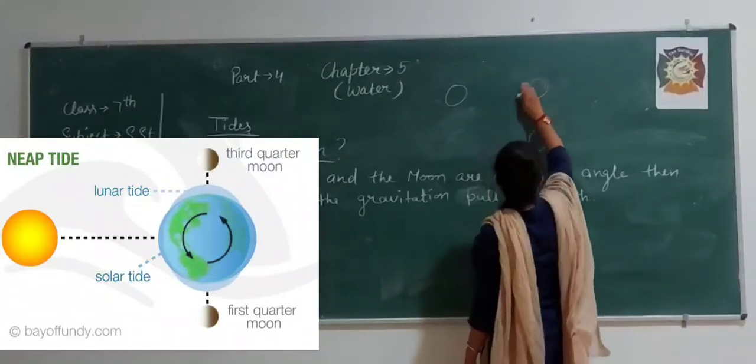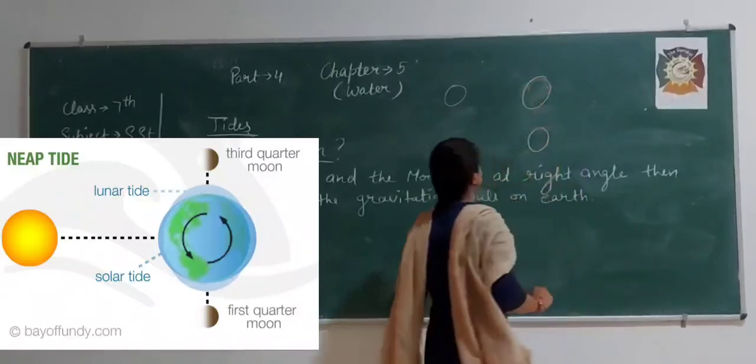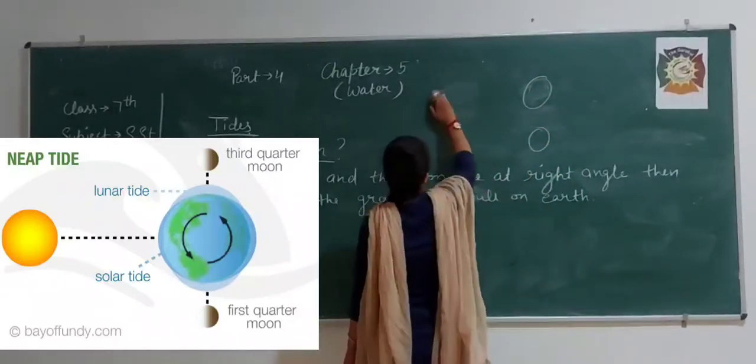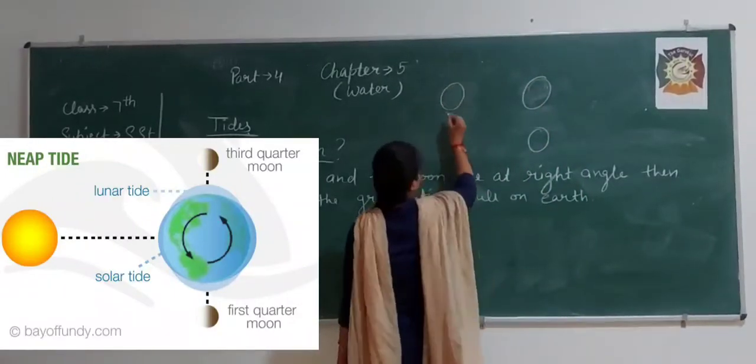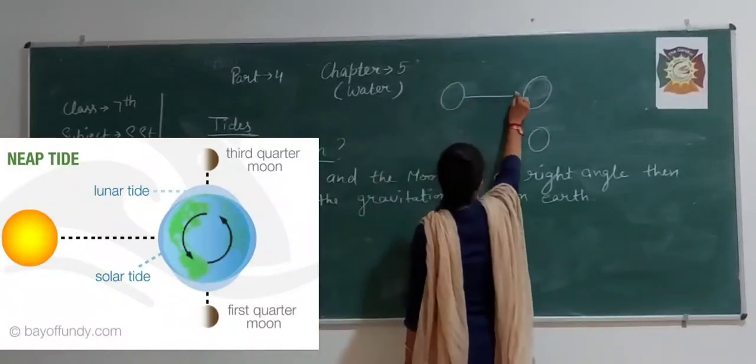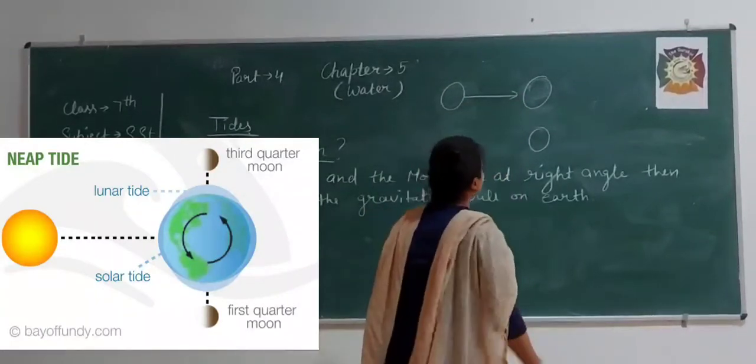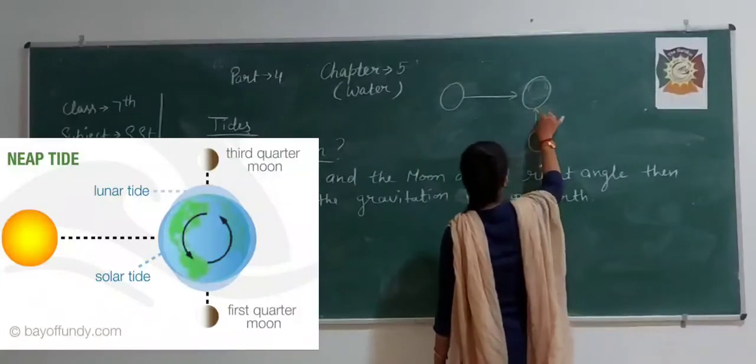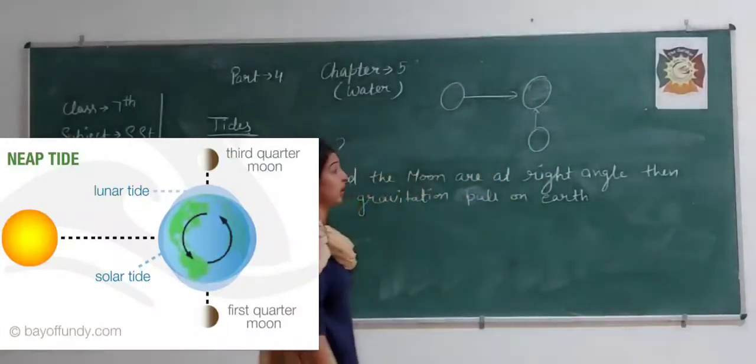Okay, so when these are at right angle, then the sun will apply its gravitational force here, and the moon will also apply its gravitational force here on the earth.